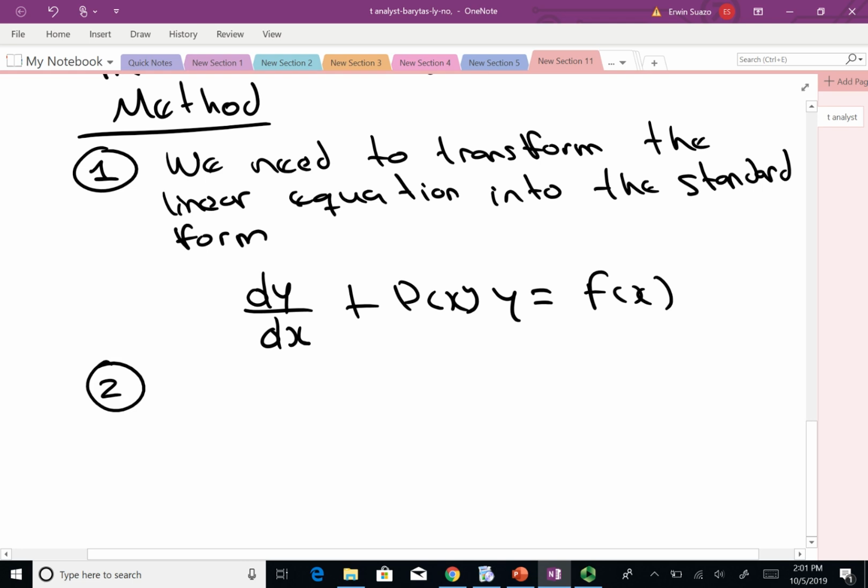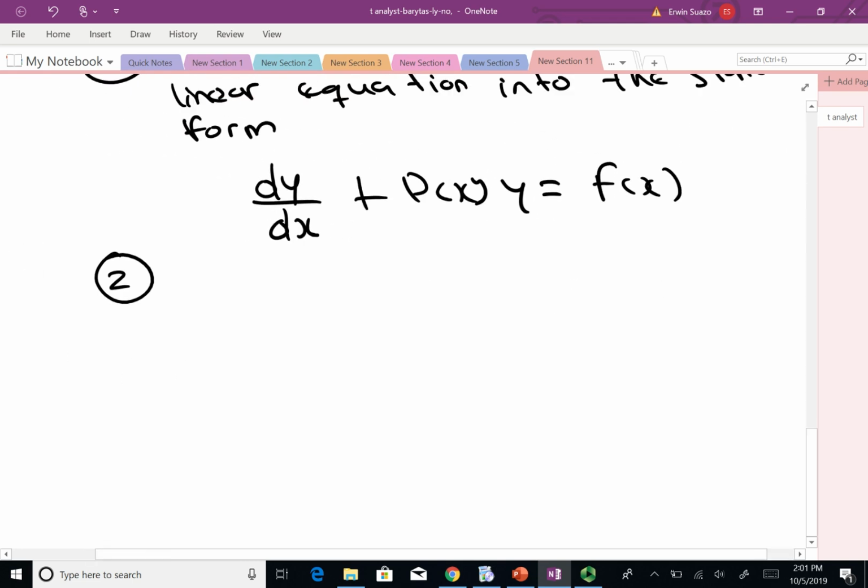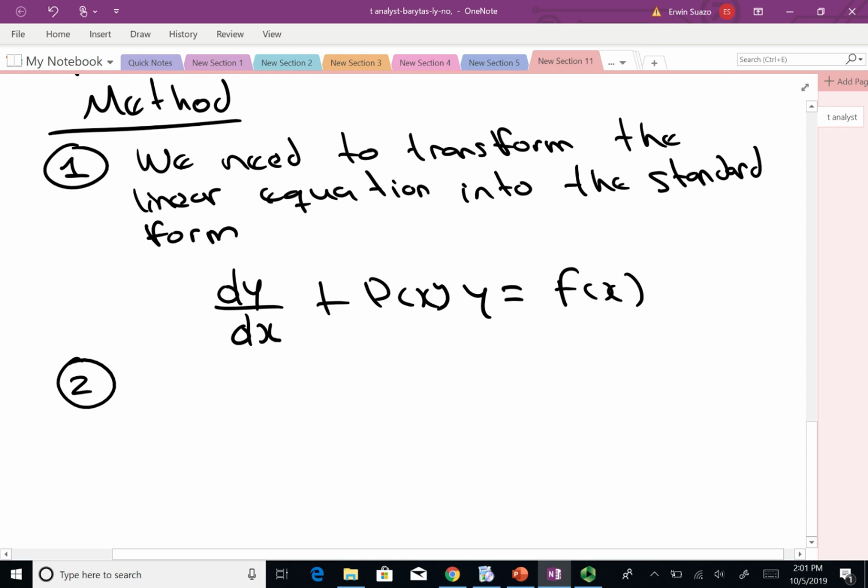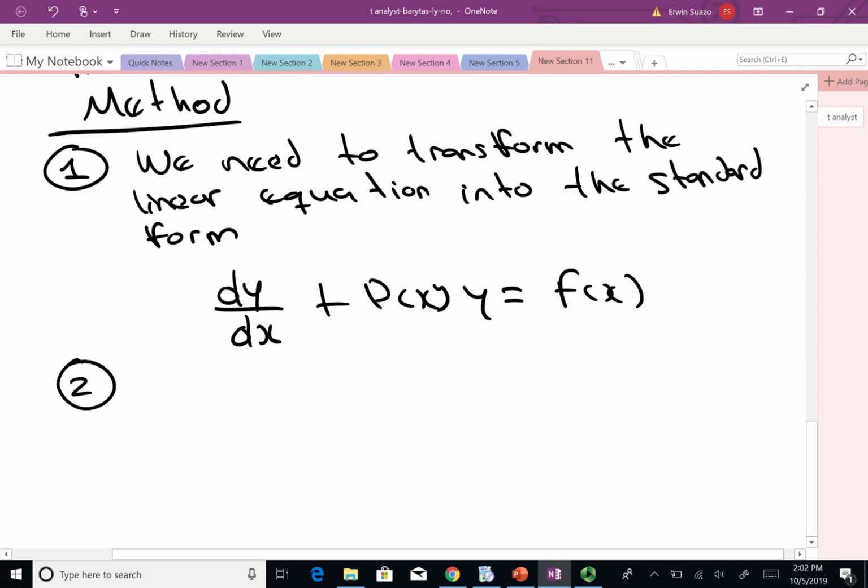So that's the first part. Second part. Once you have it here, you don't want anything in front of dy/dx. That's the first part of the method. Second part of the method is what is weird, right? And there is a proof for that. We will see the proof next week.